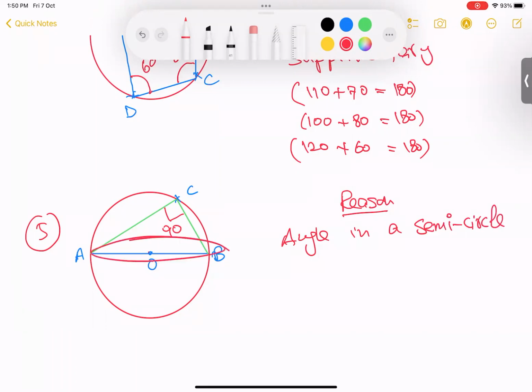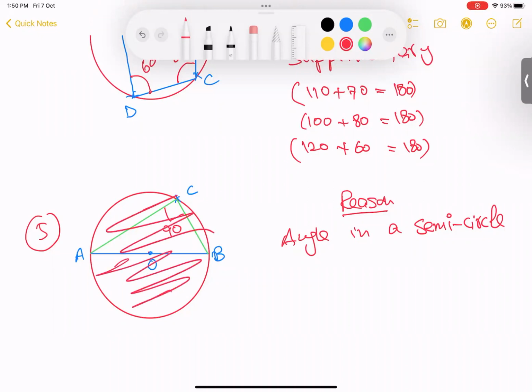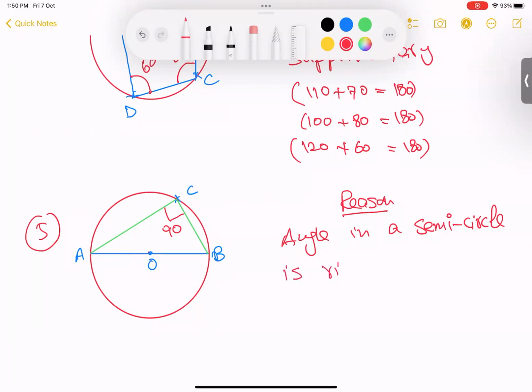Whenever you draw a diameter, it makes the circle half down, half up, so we have two semicircles. Angle in a semicircle is a right angle. You can say the angle in a semicircle is a right angle. Right angle means 90 degrees. I want to show some examples.